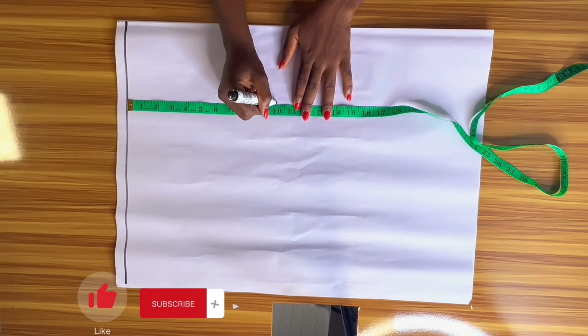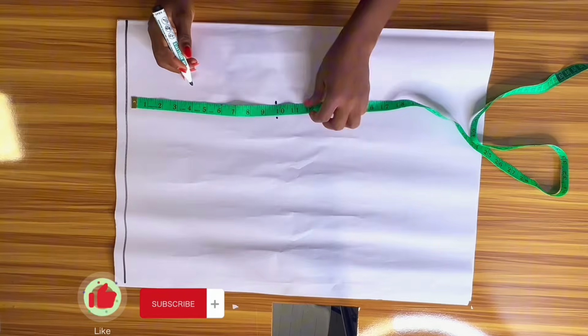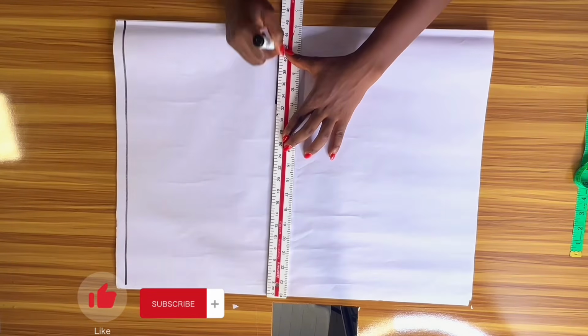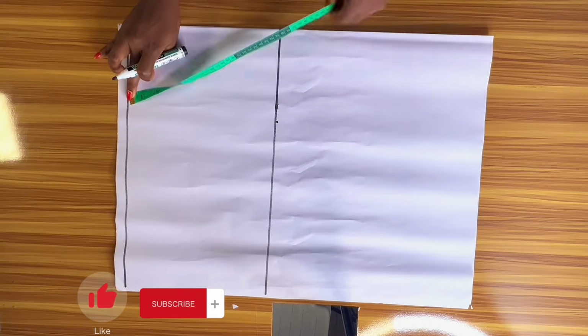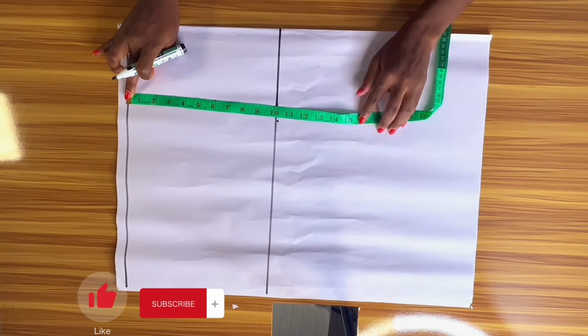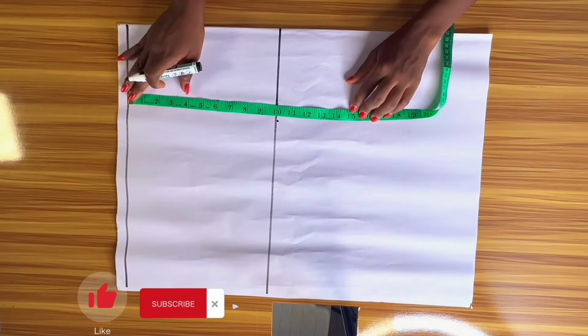I'll go ahead and draw my shoulder line. So from the shoulder line, I'll be getting my bust point. My bust point is 10 inches. Then from the shoulder line again, I'll be getting my waist measurement. For this one, I'll be using my back measurement. My back measurement is 14 inches.